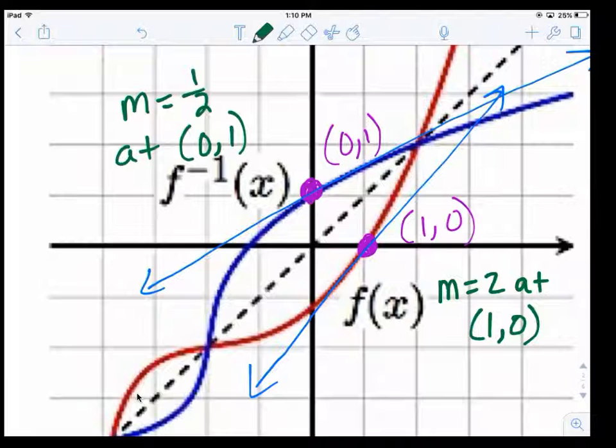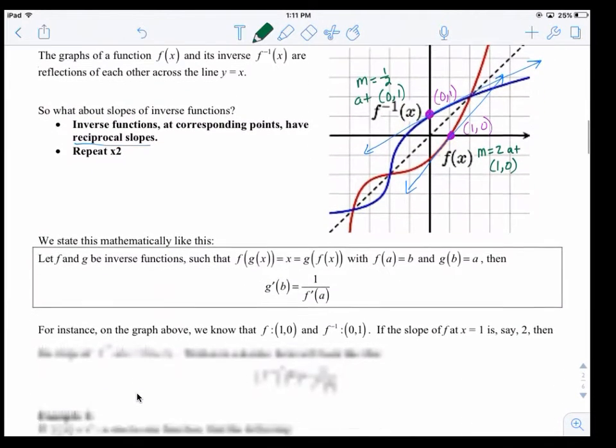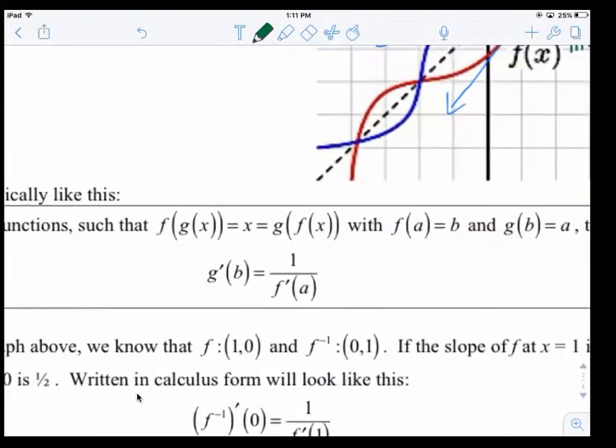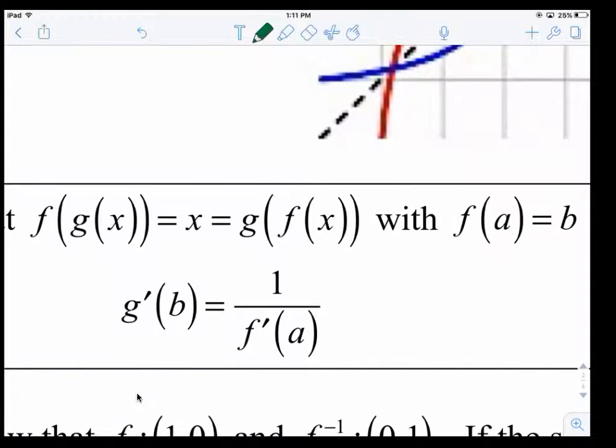But the big thing you have to remember from inverse functions is if they have corresponding points, their slopes are just reciprocals of one another. So if this is positive 2, this is positive 1/2. All right, and what that looks like in calculus notation, and you guys will see that in a multiple choice question: f of g of x is equal to x, which is equal to g of f of x. So all this is saying is that f and g are inverse to one another.